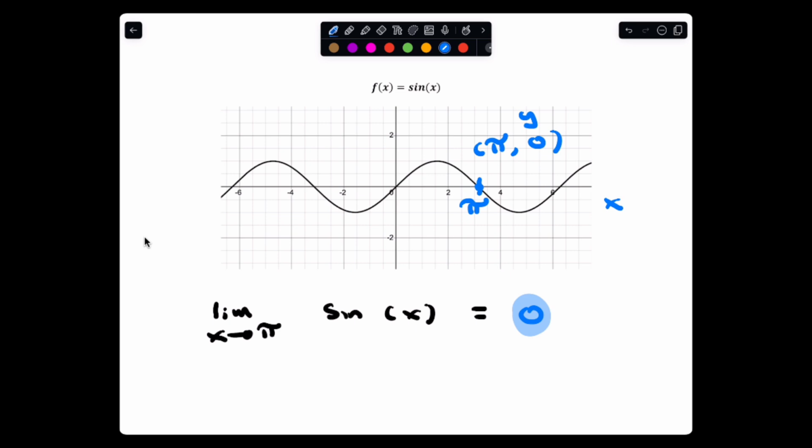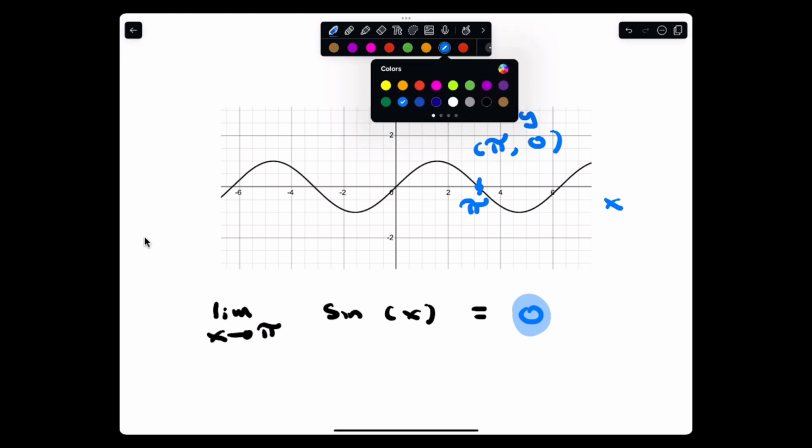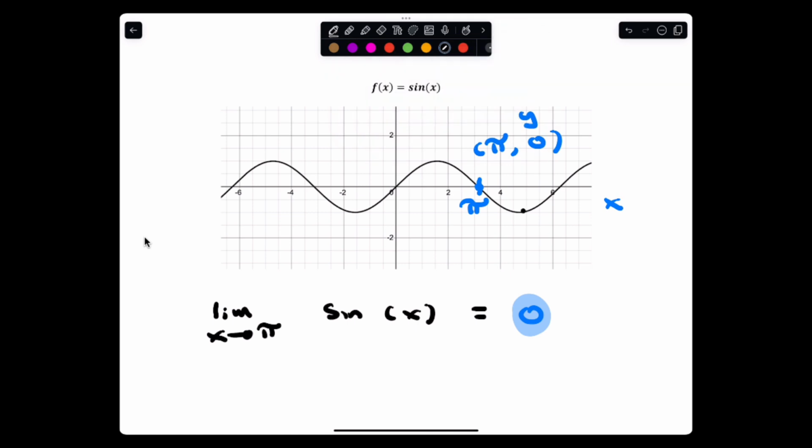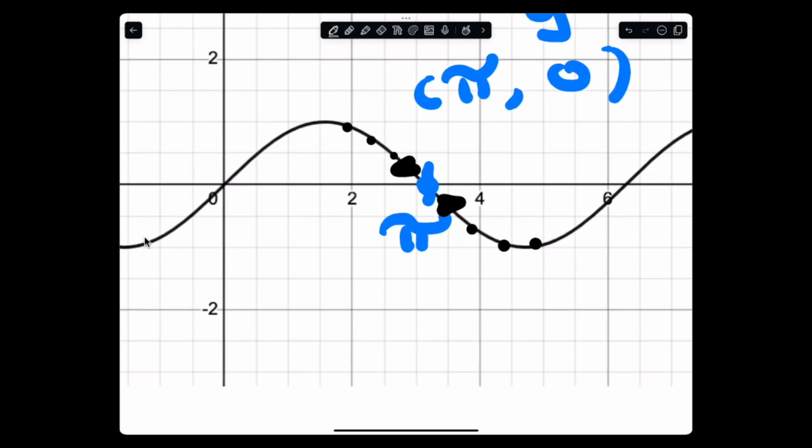Now, it turns out there's kind of an easier way to do this. Sort of easier. Remember yesterday, what did I say? You have numerical approaches, you have graphical approaches, and then you have, what's the other approach, right? Algebraic. Good. So I just want to do a little bit of graphical for you to show you guys, as you approach it from the right and as you approach from the left, at this particular location. Because sine is nice and continuous, that's going to give us a nice hint about the algebraic approach.